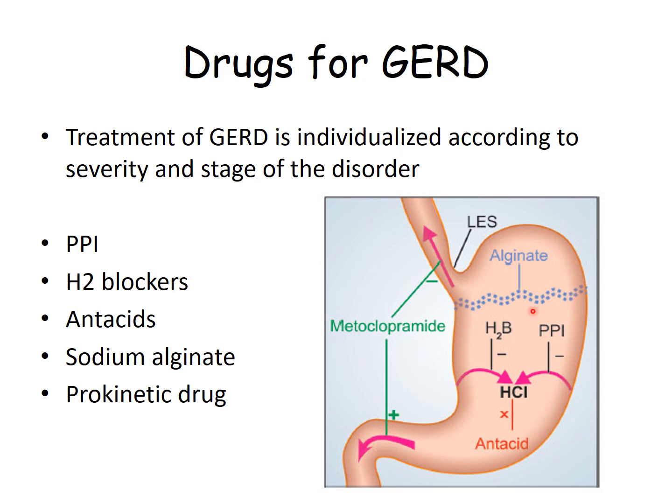And the alginate, I have already told what happens with alginate. It forms a layer of foam or coating over our contents, which helps to prevent the reflux. And again, H2 blockers and PPIs will reduce the HCl secretion, and the antacids will neutralize the already formed HCl. So the mechanism we have already seen.